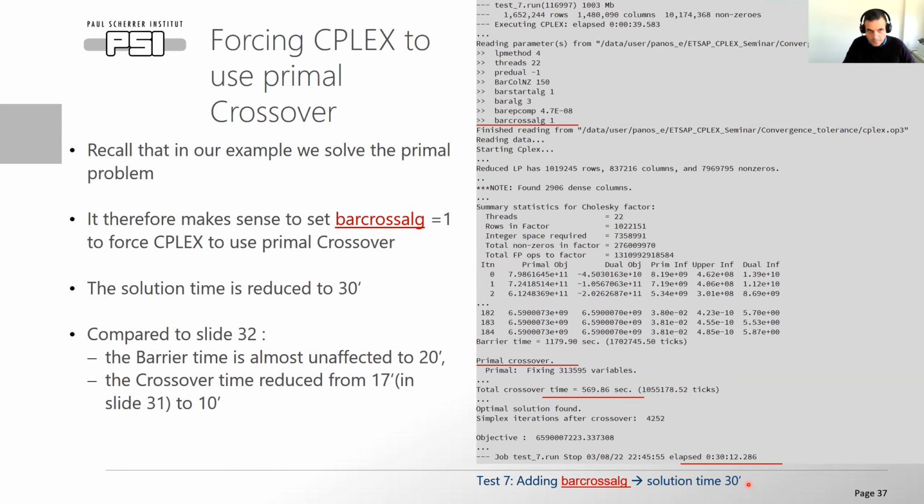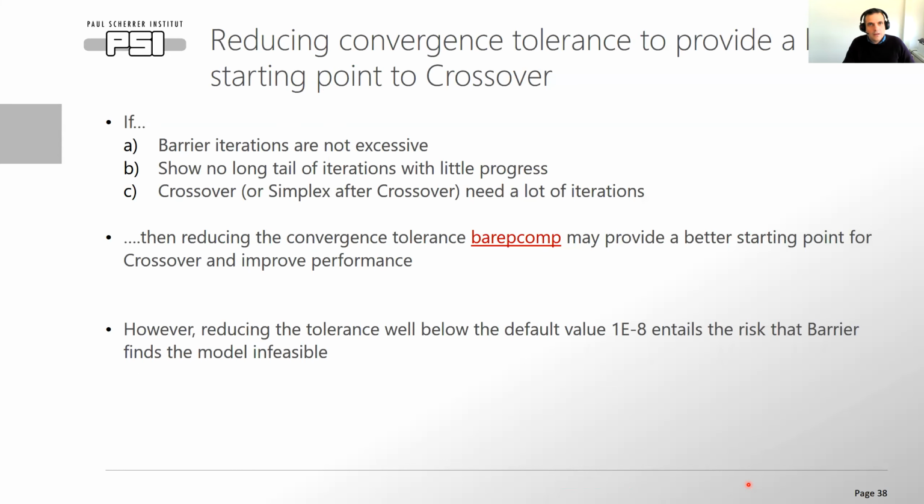The second option that we can use to improve the crossover performance is the convergence tolerance again. But this time, instead of increasing it, we can reduce it so that we can provide a better starting point for the crossover. And we can do that, of course, if the barrier iterations are not excessive and if the crossover also needs a lot of iterations. There is a risk: if we reduce the tolerance well below the default value, then maybe barrier reports the model as infeasible.